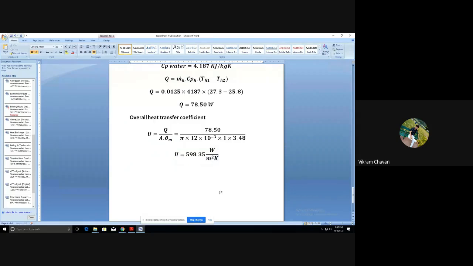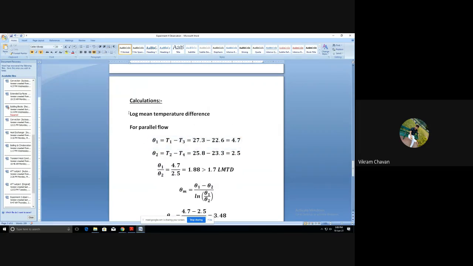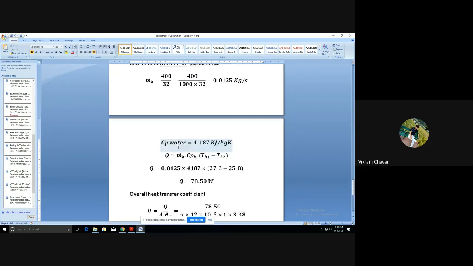Both the values are the same in Kelvin and degree Celsius. Kelvin I will write here, or degree Celsius, you can take either, no issue. Similarly, now I will give the heading here as calculation. For parallel flow we have done the log mean temperature difference, now for counter flow. We have to consider the readings of counter flow only.